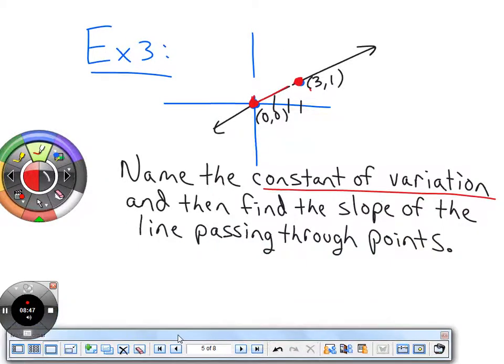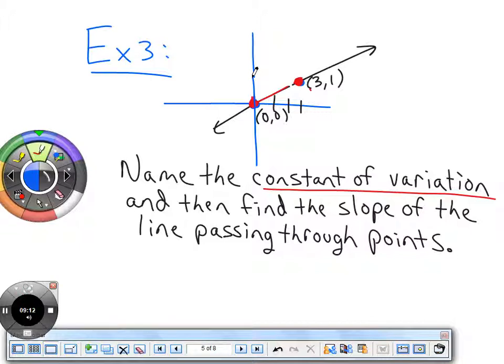Let's say, now this next problem is really the easiest one of all. They give you a graph of a line, and they might have the ordered pairs written, or they may not, and they say, hey, can you figure out the constant of variation and then find the slope of the line passing through the points? And you say, the constant of variation. Well, isn't that just the slope of the line?